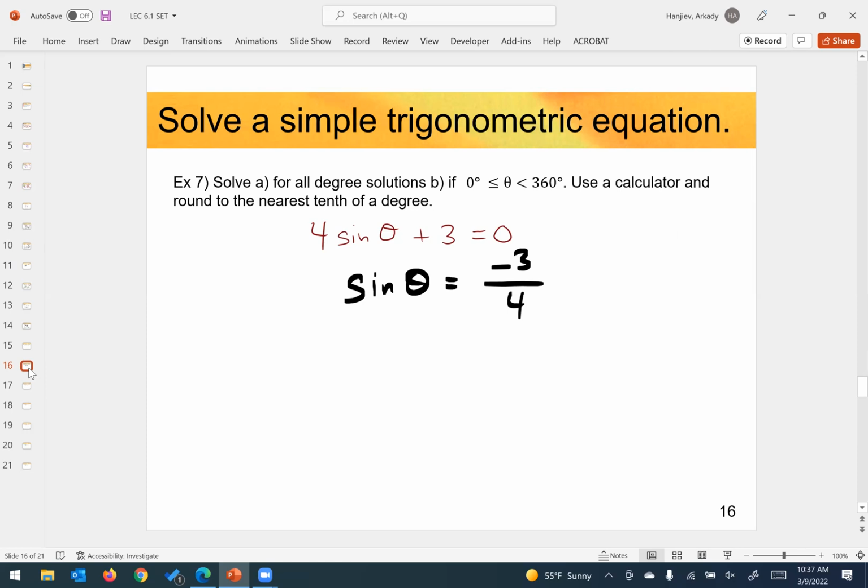A little bit of work here, guys. Ready? But this is radian. We have to put it in degree mode. So make sure you are in degree mode. Next thing is negative 3 over 4.